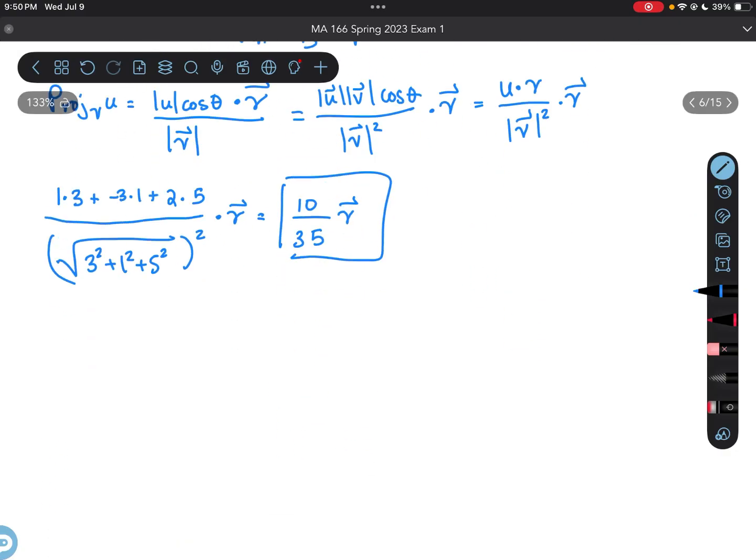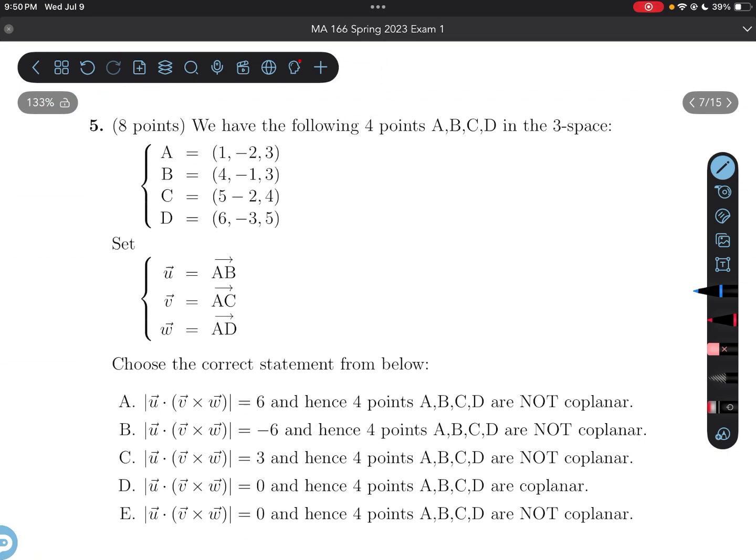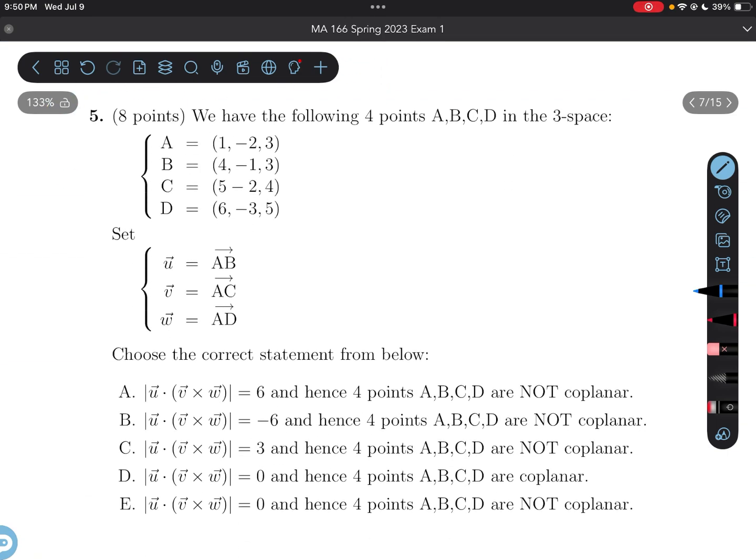Okay, moving on to question 5. Question 5 says, we have the following 4 points A, B, C, D in 3-space. Point A is 1, negative 2, 3. B is 4, negative 1, 3. C is 5, negative 3, 4. D is 6, negative 3, 5. And it sets vector U equal to AB, V equal to AC, and W equal to AD. Okay.